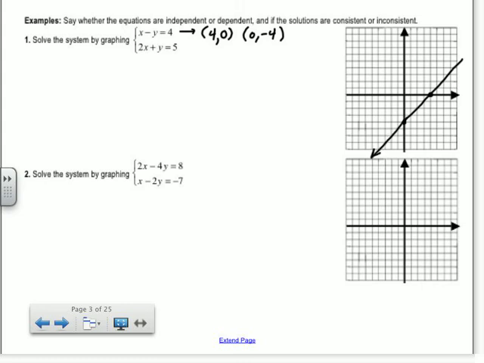Okay, now the second one, it's pretty easy to solve for y. It's just y equals negative 2x plus 5. So go up to 5, 1, 2, 3, 4, 5, and go down to the right 1, down to the right 1, down to the right 1. It's looking like they're intersecting at (3, -1). But if you weren't sure, you could always plug those back in. If you plug in 3 to the first one, 3 minus negative 1 is 4. 2 times 3 is 6, plus negative 1 is 5. So that's the solution.